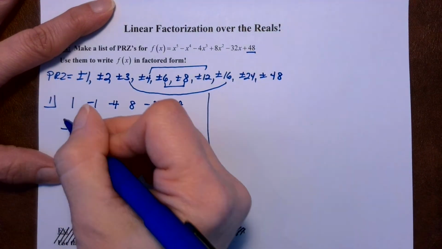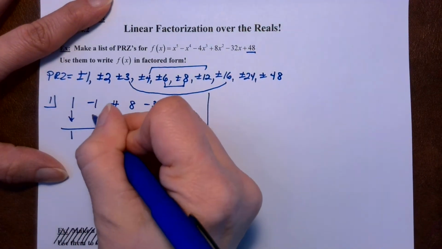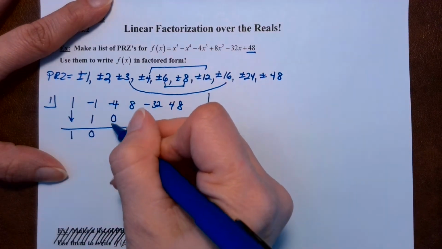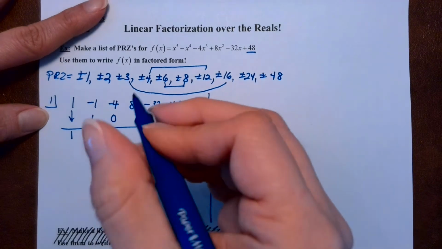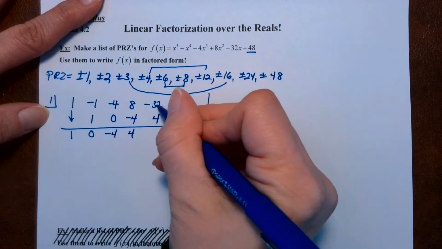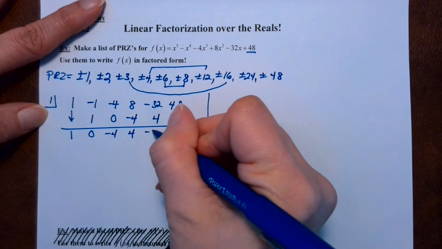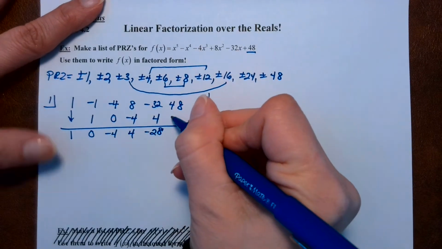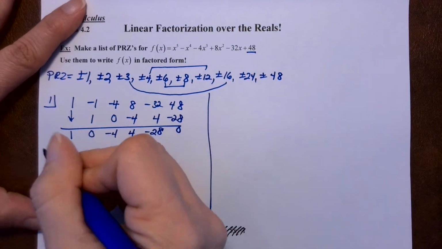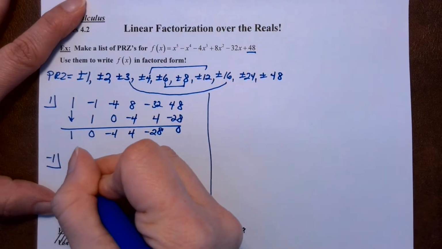We'll start by dropping it down. 1 times 1 is 1. That adds to 0. 0 added together, negative 4. Negative 4 times 1 is negative 4, adds to 4. Negative 32 plus 4 is negative 28. And that does not make a 0. All right, let's try negative 1.